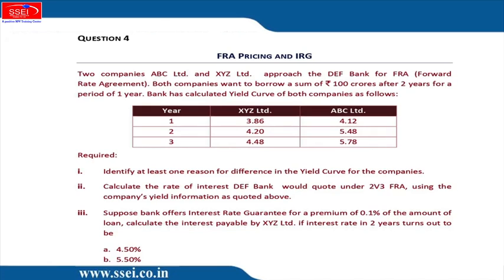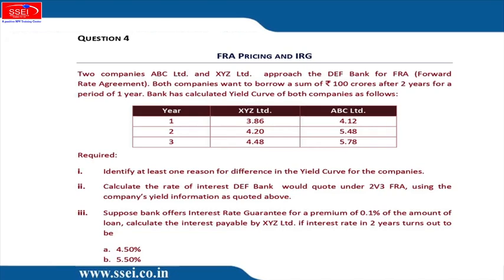Third part, suppose the bank offers an interest rate guarantee, that means a call option, for a premium of 0.1% of the amount of the loan. Calculate the interest payable by XYZ if the interest rate in 2 years turns out to be this. So basically XYZ is buying a call option. That means a right to borrow, not an obligation to borrow. And FRA is a contract to borrow, that is right as well as obligation. You don't enjoy the downside in FRA. But in a call option, you have the right to borrow.